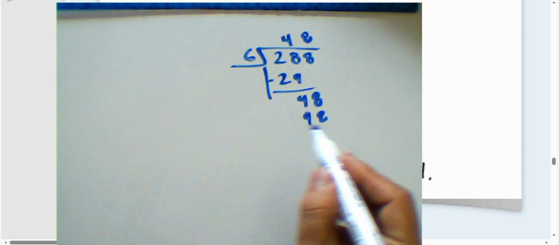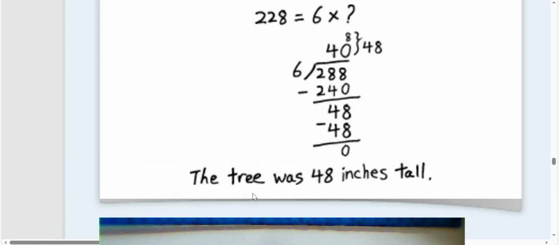And the result here will be 48. Okay, then the number will be 48. You can write the steps here. Then the tree was 48 inches tall. Okay, we can write 40 plus 8 equals 48. 6 times what equals 288? 6 times 48. And the height of the small tree will be 48. Okay, you can divide it: 288 divided by 6 equals 48.